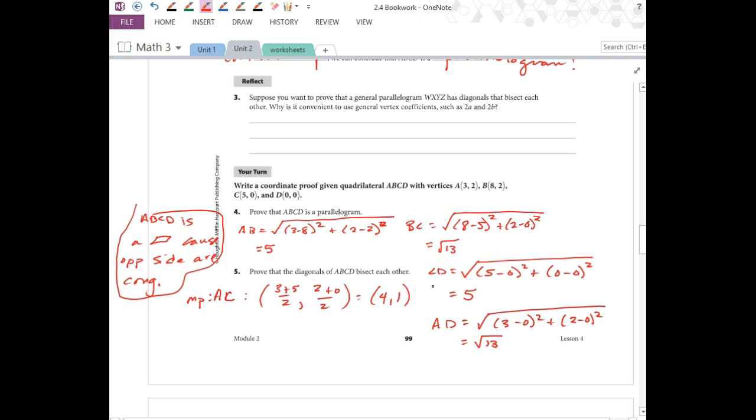Okay. So now we're going to do the same thing, find the midpoint of the other diagonal. Midpoint of BD. So we got 8 plus 0 over 2. And for the y, 2 plus 0 over 2. Anybody else find that the midpoints are exactly the same? Okay, so because they're exactly the same, they bisect each other.